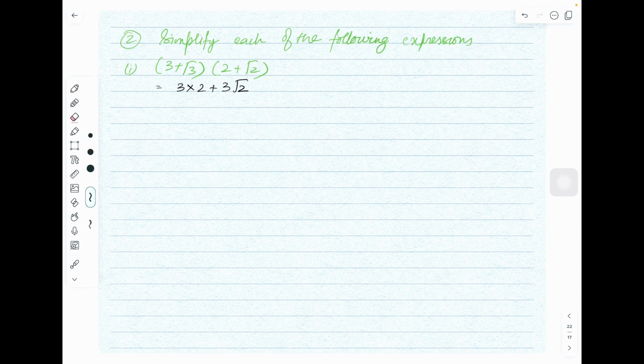Now the second question is given. Simplify each of the following expressions. Understood? So the first question is given as 3 plus root 3 into 2 plus root 2. Okay, so first question is 3 plus root 3 into 2 plus root 2. So 3 into 2 plus 3 into root 2. No, see.